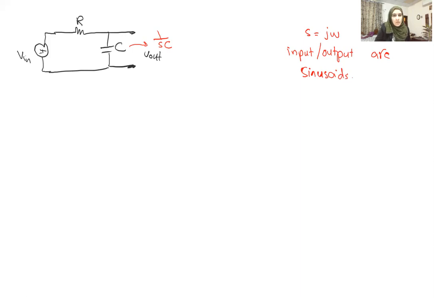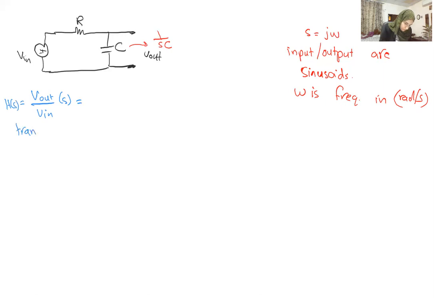Okay, so we can assume it's just j omega, where omega is frequency in radian per second. I think this information is familiar to you. Now we want to write Vout over Vin as a function of s, and we usually just call it H of s, or the transfer function.